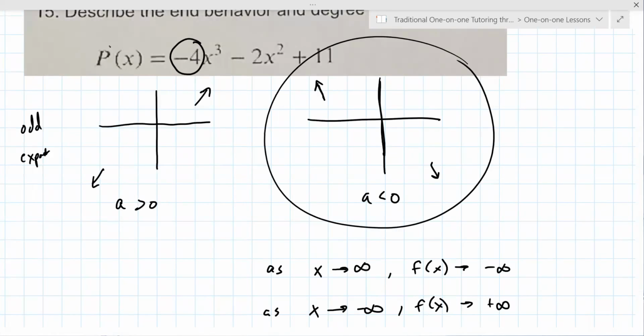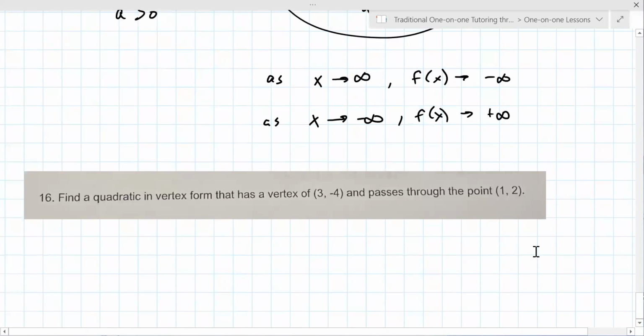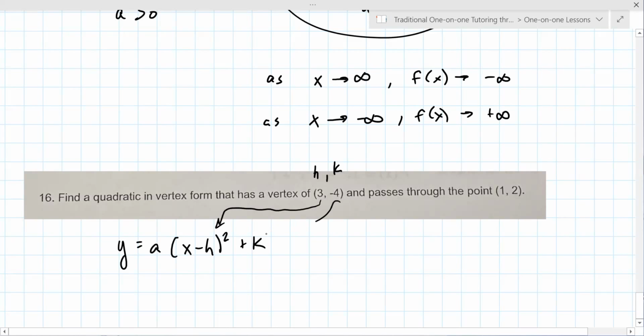16 says to find a quadratic in vertex form that has a vertex of 3, -4. So that's h comma k. And your vertex form is a times x minus h squared plus k. So we've got h, and we've got k. So this is y equals a times x minus 3 squared minus 4.